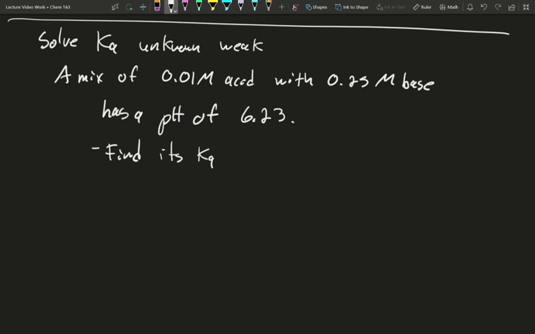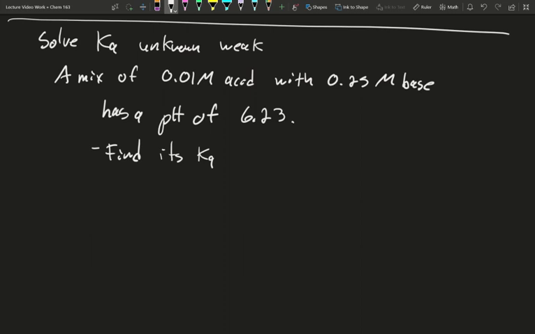In this video, we're going to solve the Ka for an unknown weak acid. We'll skip exactly how we know in this case, but I have a mixture that's 0.01 molar of the weak acid with 0.25 molar of the weak base. This has a pH of 6.23. What is the Ka of this?